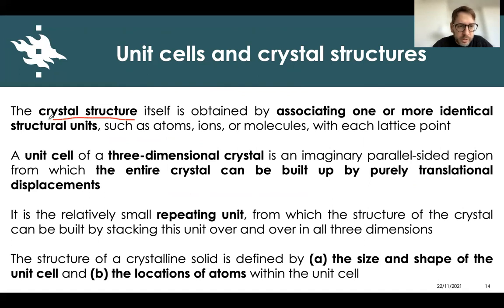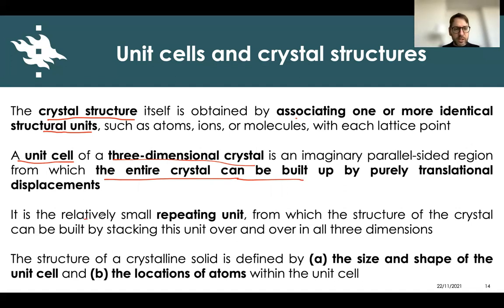So if we are talking about the crystal structure itself, it's obtained by associating one or more identical structural units, such as atoms, ions, or molecules, with each lattice point. So the unit cell here of a three-dimensional crystal or ordered solid material is an imaginary parallel-sided region, or the smallest region in the crystal, in which the entire crystal can be built up by purely translational displacements. So the smallest portion of the solid material that can be used to describe the entire structure of the solid by purely moving in three-dimensional space.